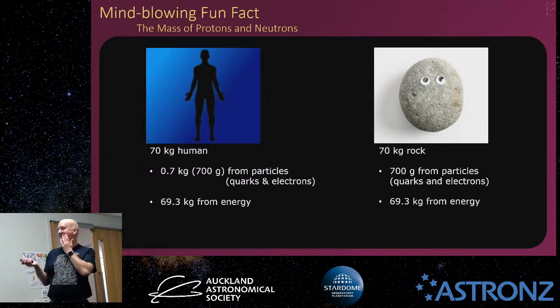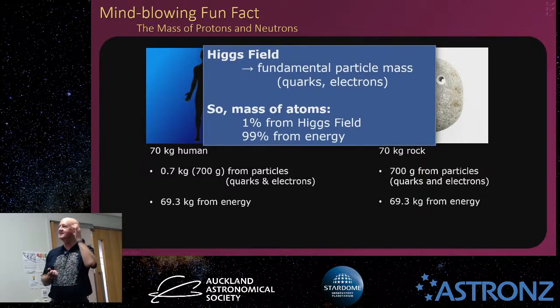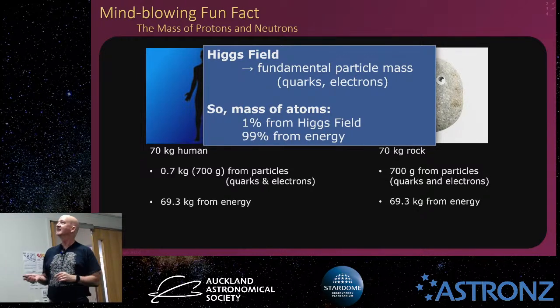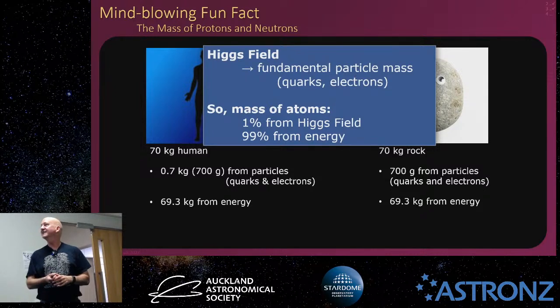Now, I just added this next bit in here because some of you might know about the Higgs field, which I haven't talked about tonight. But just in case you've heard that the Higgs field gives things mass, the Higgs field is what gives those fundamental particles their mass. So the quarks and the electrons get their mass from that Higgs field. And that's why 1% of us is from the Higgs field and the other 99% is from energy. You don't really have to worry about that, but I thought I should put that in case anybody had heard of the Higgs field and wanted to know how that related.